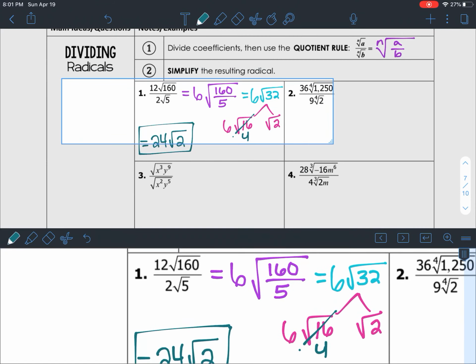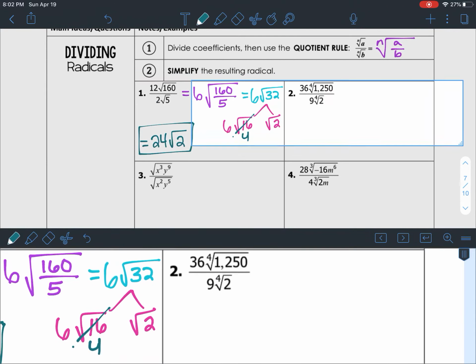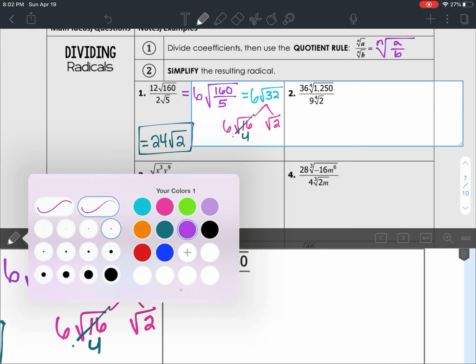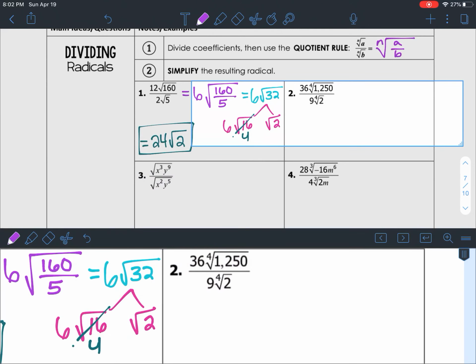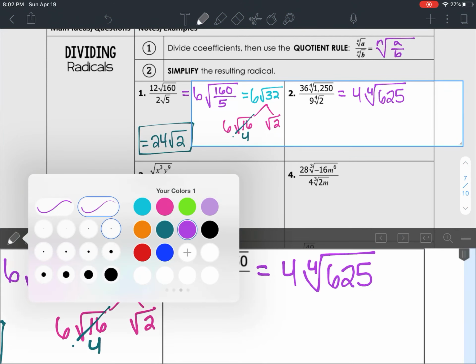So it's a lot like the way that we multiplied things. You do the same thing for the outsides. So you divide the outsides, divide the insides, and simplify. So if I move over to this guy, I'm going to do it all in one step here now. So I'm going to do 36 divided by 9, and I'm going to get 4. And on the inside, I'll have the 4th root of 1,250 divided by 2, and that gives me 625. So again, I just did my division on the outside parts, did my division on the inside parts.